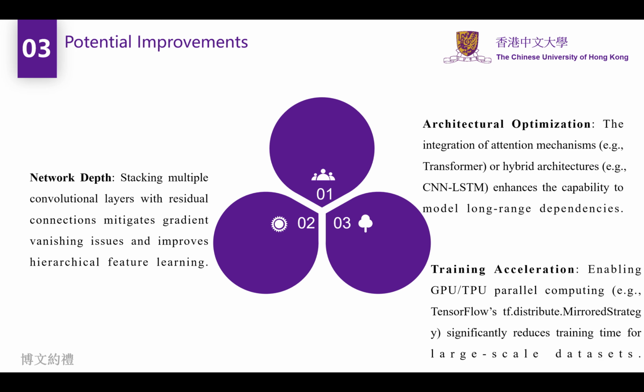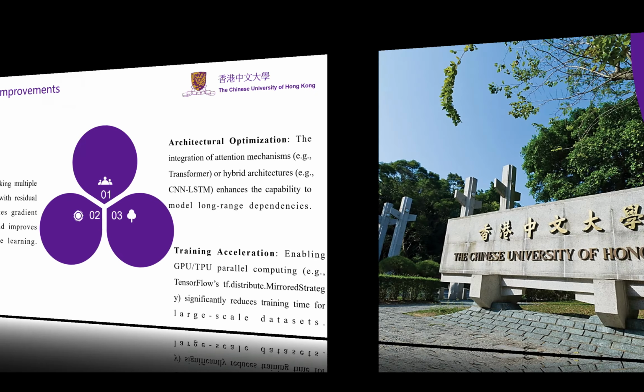Potential improvements: architecture optimization. The integration of an attention mechanism such as Transformer, or hybrid architectures such as CNN-LSTM, enhances the capability to model long-range dependency. Network depth: stacking multi-convolutional layers with residual connections mitigates gradient vanishing and improves hierarchical feature learning. Training acceleration: enabling GPU or TPU parallel computing significantly reduces training time for larger scale data sizes.